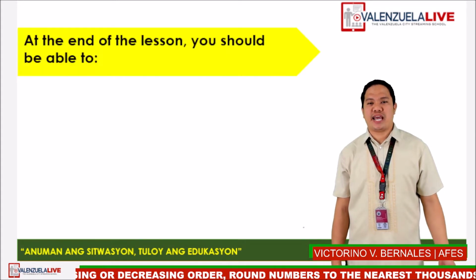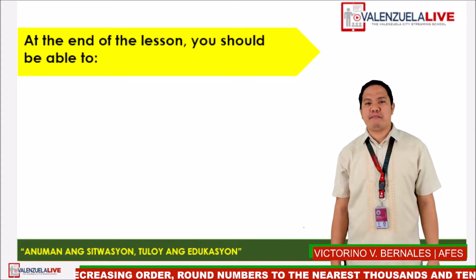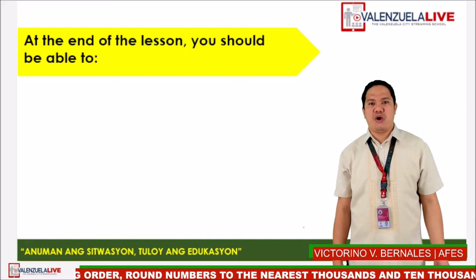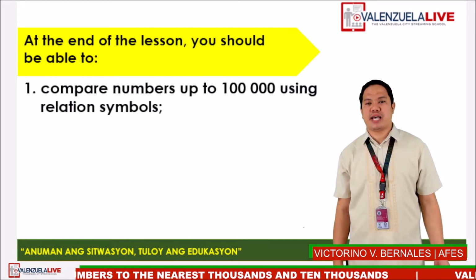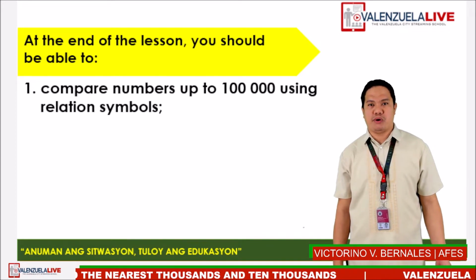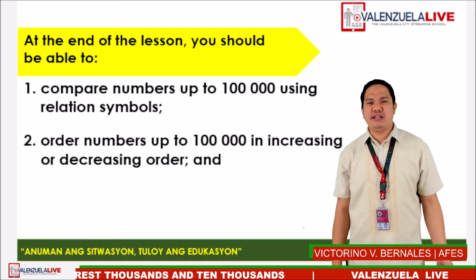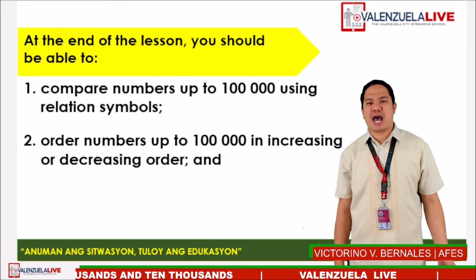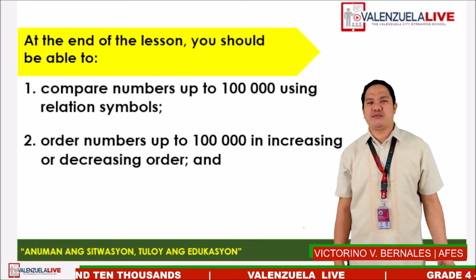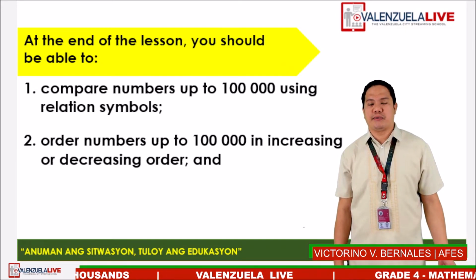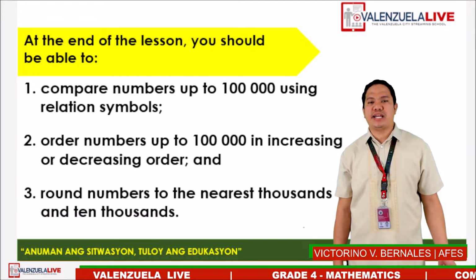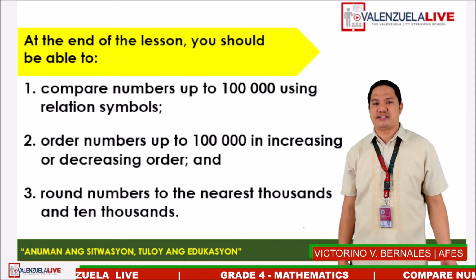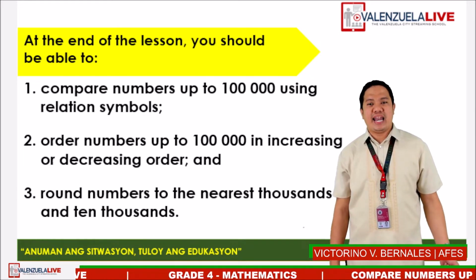For today's lesson, you have to perform and master the following skills. First, you have to compare numbers up to 100,000 using relation symbols. Second, you have to order numbers up to 100,000 in increasing or decreasing order. And lastly, you have to round numbers to the nearest thousands and 10,000s. Are you ready? Let's begin.